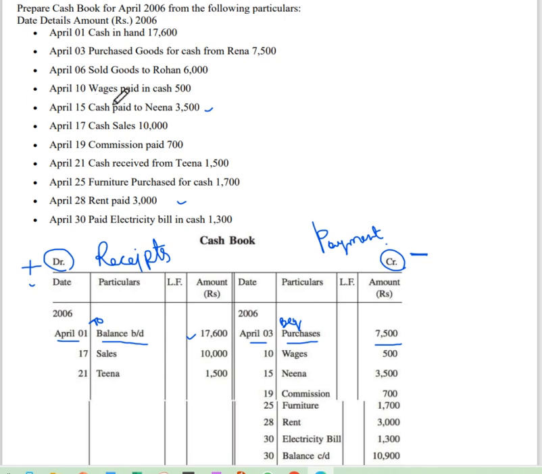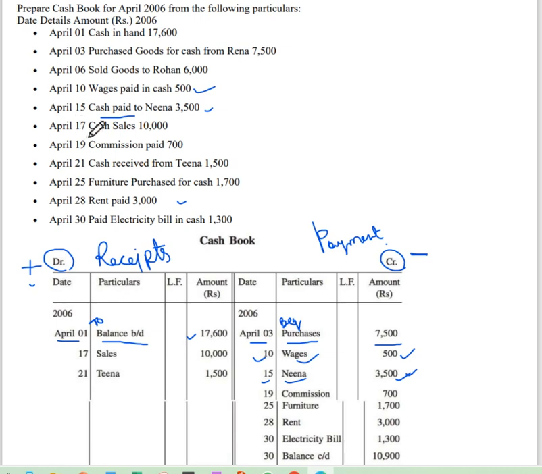Next, the wages paid in cash. So they have said here wages are paid in cash. So cash is reducing in our hand. On April 10th, wages are paid. The cash is reducing. That's why we are crediting that in the cash, 500 rupees. On April 15th, cash paid to Nina. So on April 15th, we have paid the cash to Nina. That is, cash is reducing in our hand. It's a payment. On 15th, we paid Nina 3,500 rupees.